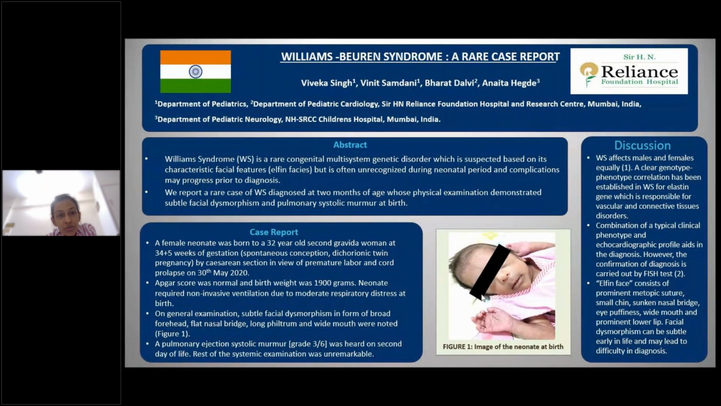Beginning with the case, I'll begin with the abstract. Williams syndrome, as we know, is a rare congenital multisystem genetic disorder, which is suspected based on its characteristic facial features, number one, elephant facies, but is often unrecognized during the neonatal period, and complications may progress prior to diagnosis. We report a rare case of Williams syndrome, also known as Williams-Beuren syndrome, diagnosed at 2 months of age, whose physical examination demonstrated subtle facial dysmorphism and pulmonary systolic murmur at birth.